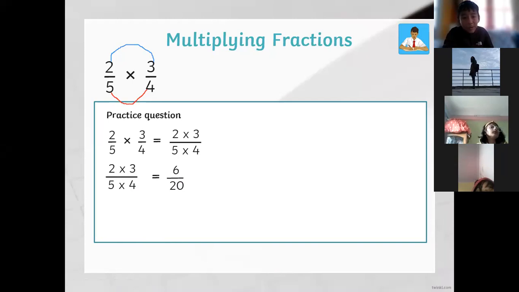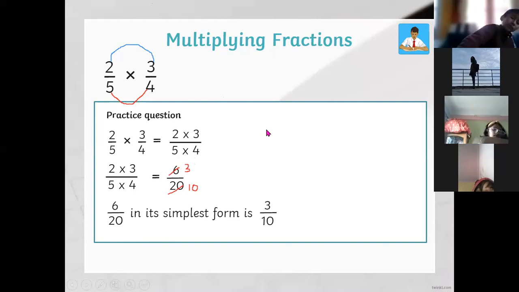You can divide both numbers by 2, right? You can divide this 6 by 2, and 20 also by 2. If you divide this 6 by 2, you will get 3 here. If you divide this by 2, then you will get 10 here. So what is your answer now? Your answer is 3 by 10. Okay, and this is the process.